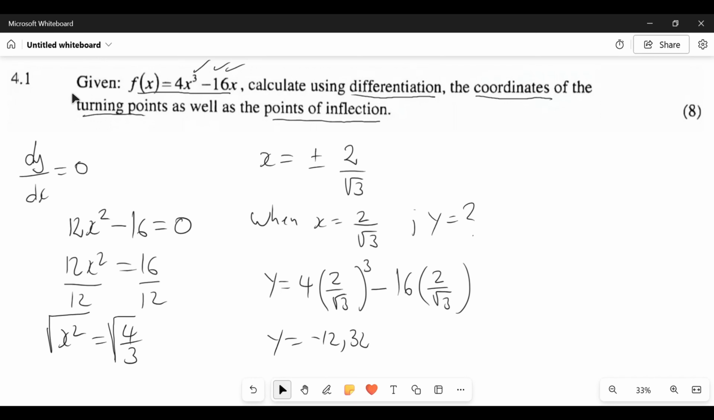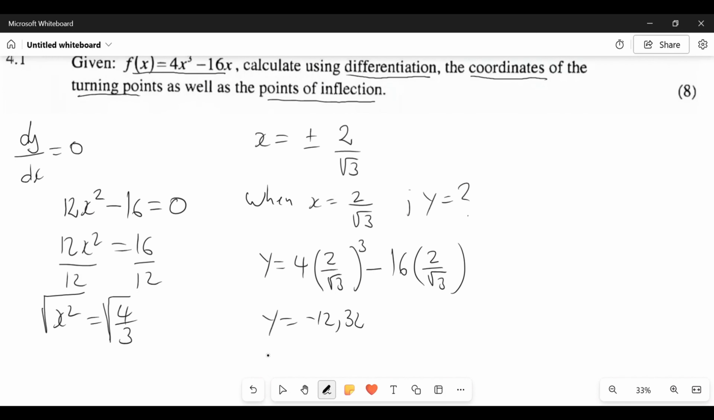Let me just create a little bit of space here. So we can say turning point 1. Let's call this one turning point 1. When x is positive 2 over root 3, our y is negative 12.32. There we go. So this is our turning point 1, the coordinates of the first turning point.